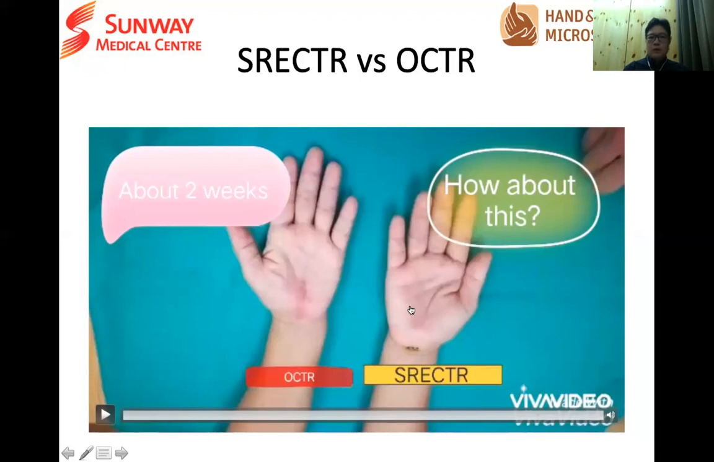So you think endoscopic technique will allow the patient to go back to function and be pain-free a bit earlier than the open carpal tunnel technique. That's all. If you look at the scar, there's no scar there. It's still a bit swollen because of the surgery 2 weeks ago.